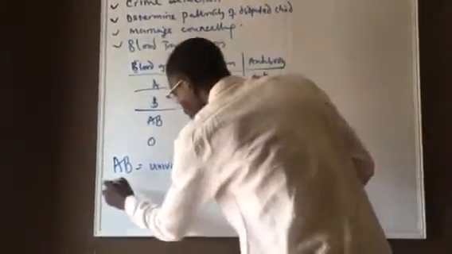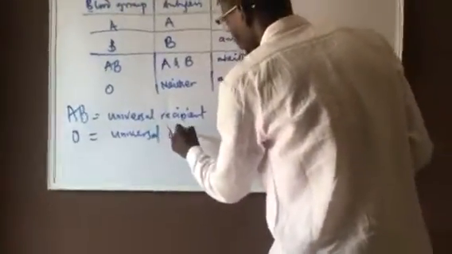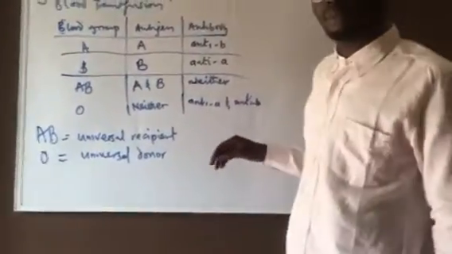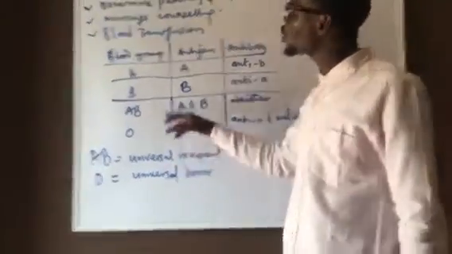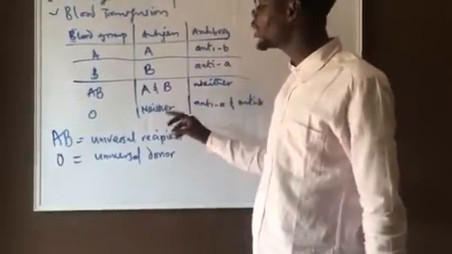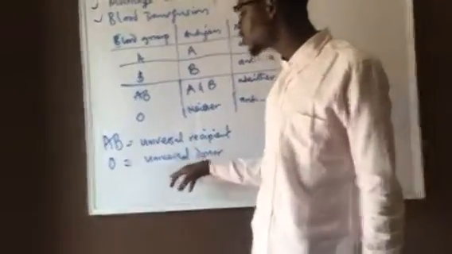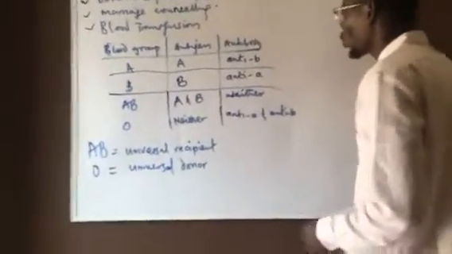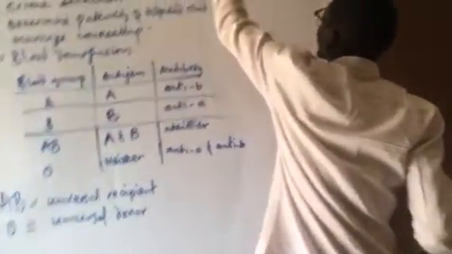But blood group O is called the universal donor. That means it can donate blood to any group, but it can only receive from its own group. Why is blood group O called universal donor? Because it can donate blood to any of them. Let's talk about donor-recipient compatibility.